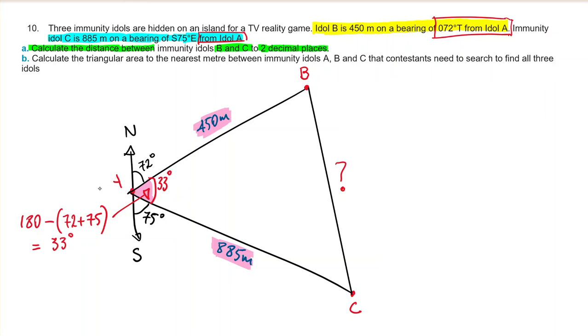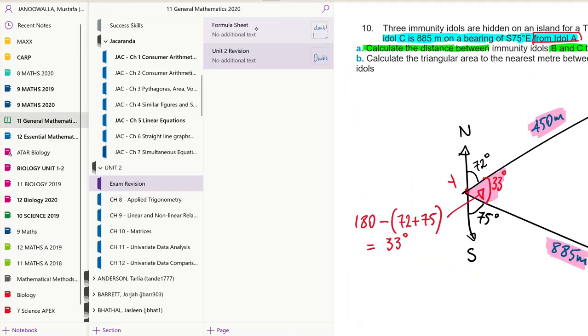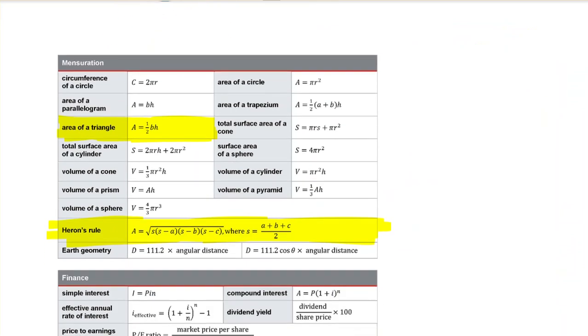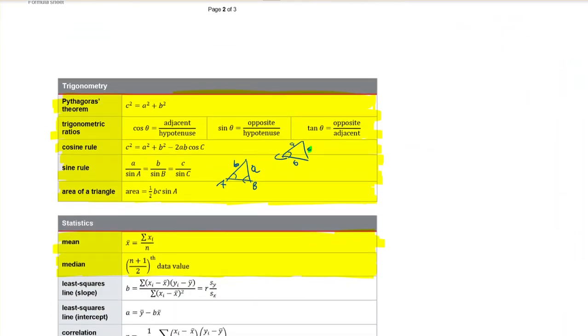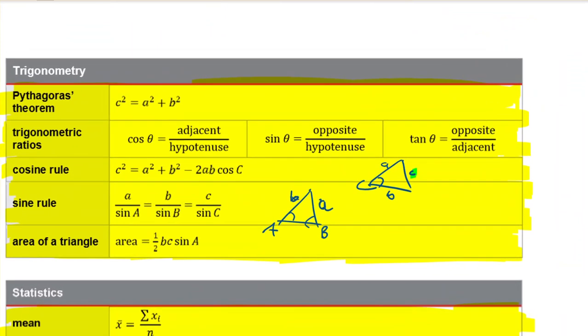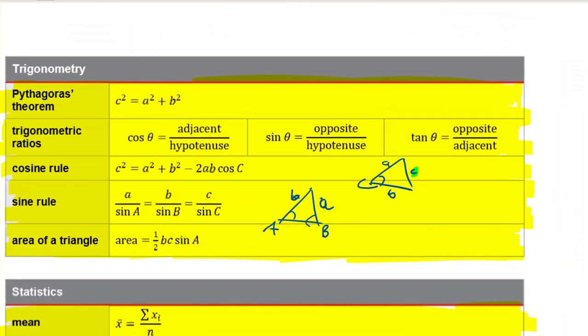So I'll just remove this line here so we can see. Alright, so now I have my angle of 33 degrees and my two sides. So even if you're not sure what rule to use, I told you it's the cosine rule, but if you're not sure, have a look at your formula sheet. And you know it's a triangle, so it'll be something to do with trigonometry. So what rule here can you use where you have two sides and one angle?